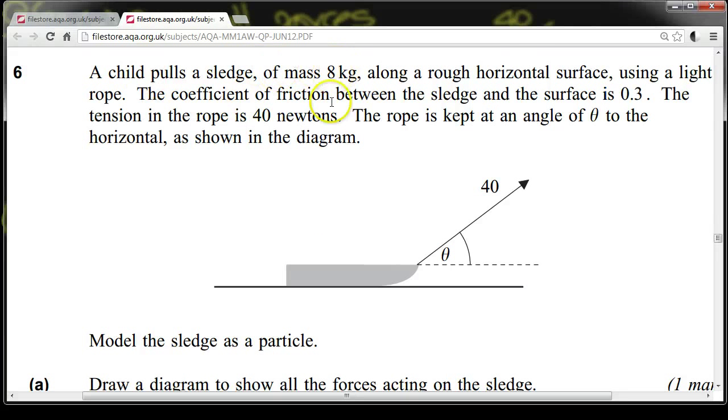A child pulls a sledge of mass 8 kilograms along a rough horizontal surface using a light rope. The coefficient of friction between the sledge and the surface is 0.3. The tension in the rope is 40 newtons. The rope is kept at an angle theta to the horizontal as shown in the diagram. Model the sledge as a particle.